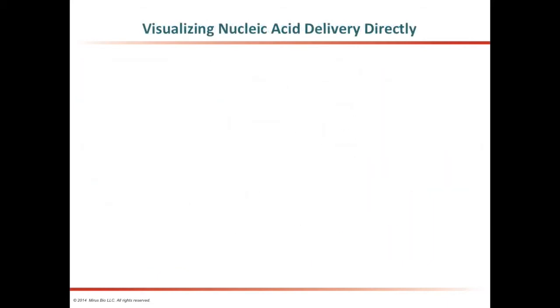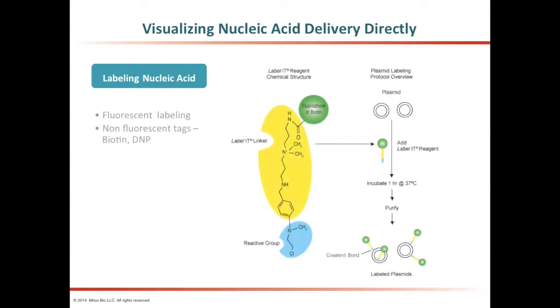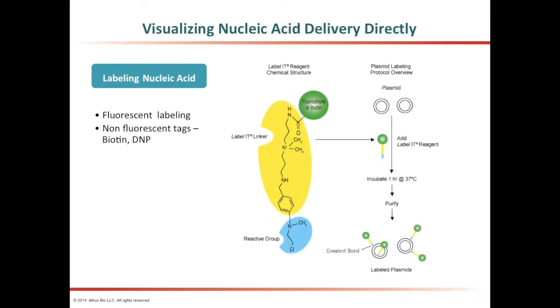So far, we've talked about indirect ways to measure transfection efficiency by using a reporter system, but it is also possible to track nucleic acid delivery directly. Doing this is very straightforward using reagents such as our Label IT kits, which can covalently attach either fluorescent or other tags directly to the nucleic acid.